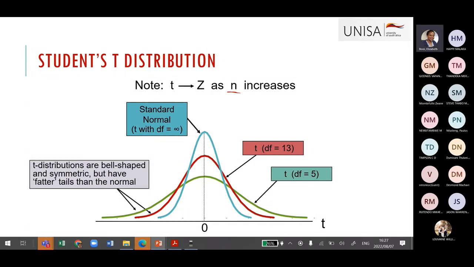The smaller your n, the flatter the curve will be. And the bigger your n, the more normally distributed your curve will look. So t distributions are also bell-shaped curves, but they are not symmetric the same way as a normal distribution is.